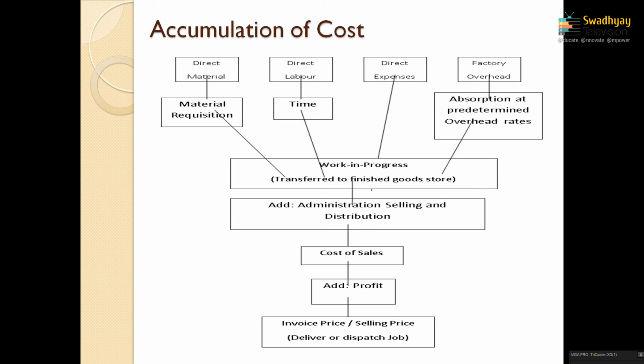It would be your cost of sale or cost of production, and at last you can add a profit on that cost of production. You can identify your invoice price and selling price. So this is all about accumulation of cost. In the case of accumulation of cost, you can identify your whole cost structure in two parts, direct and indirect, and the whole process has been done in this way as per this chart. So now the accumulation of cost is calculated in this way.